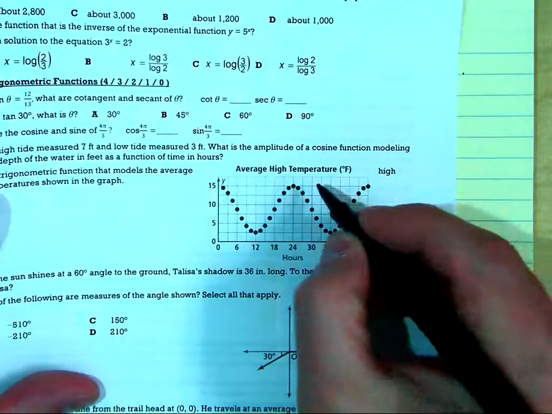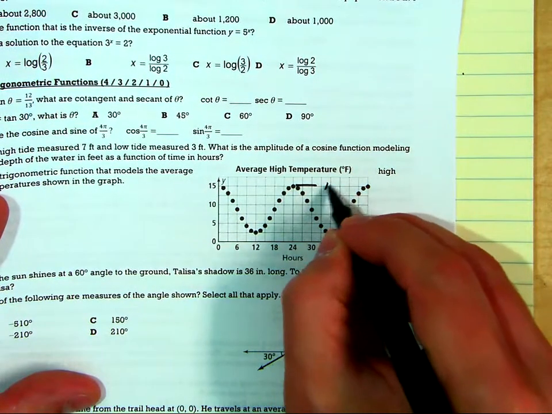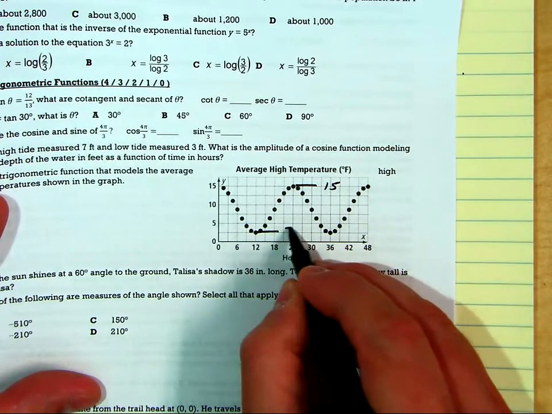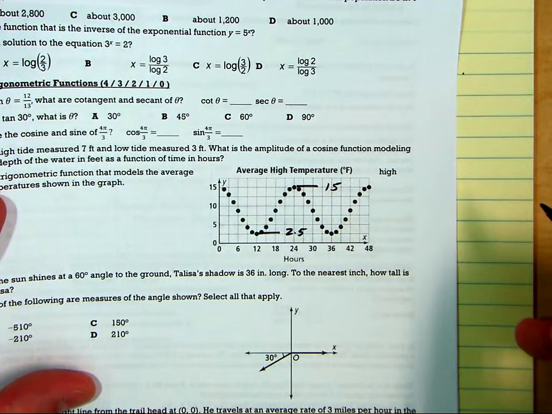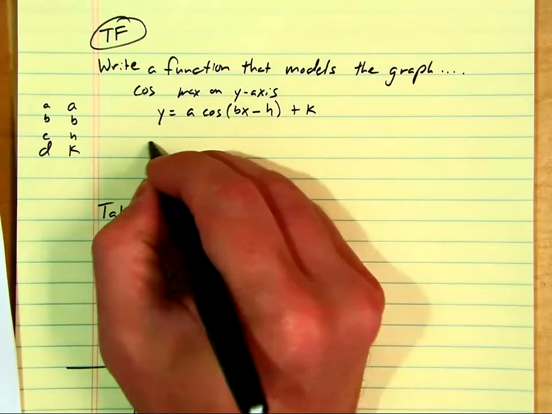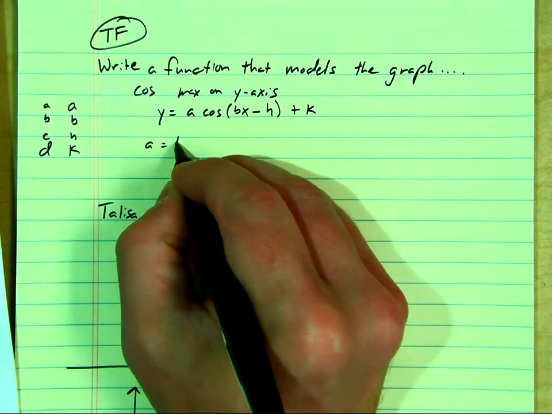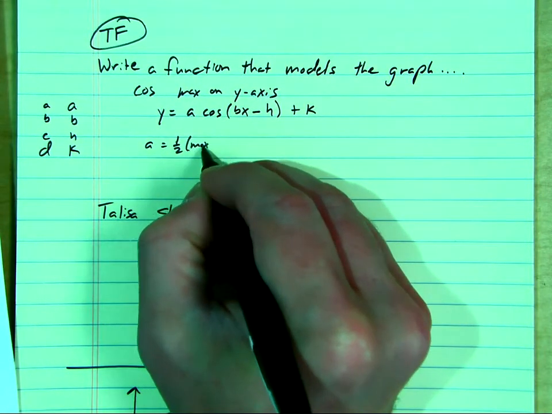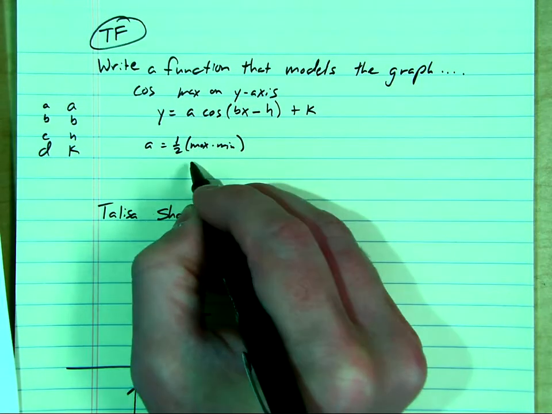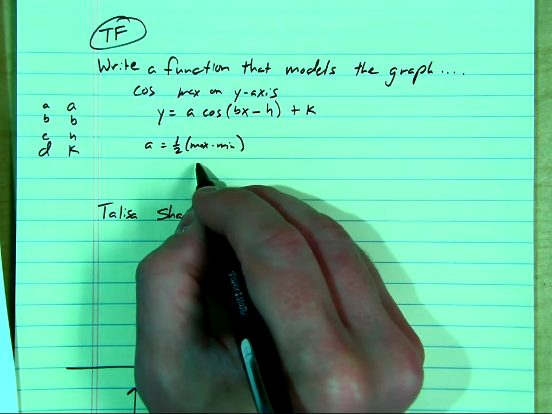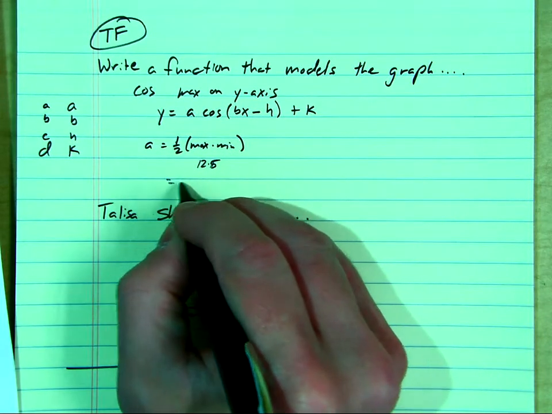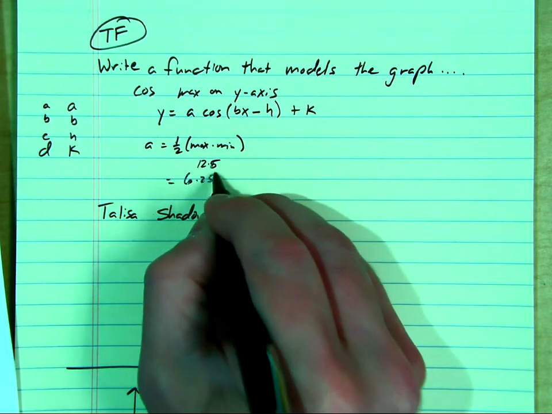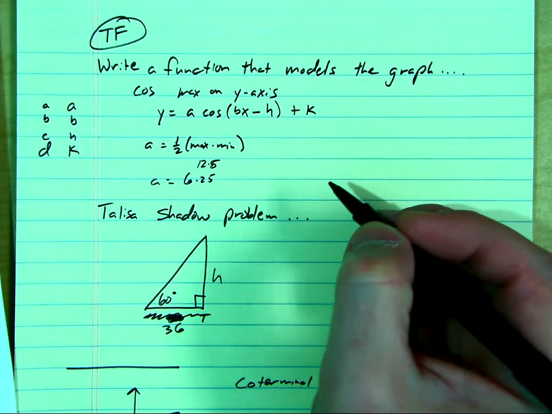So let's start with the easy stuff. Let's talk about what's our maximum. Let's say our maximum is 15 and our minimum is 2.5. What did we do on that previous video to find amplitude, right? Amplitude is equal to 1/2 of max minus min. So what's 15 minus 2.5? Is that 12.5? What's half of 12.5? Somebody help me out. Good job, 6.25. So our amplitude is 6.25.